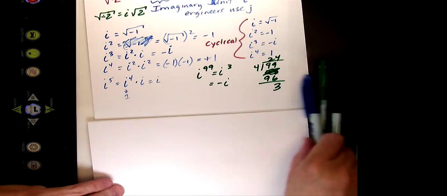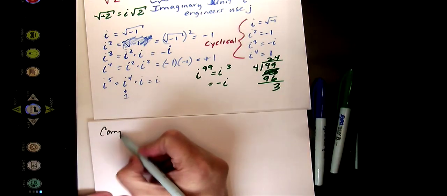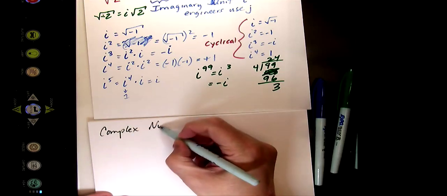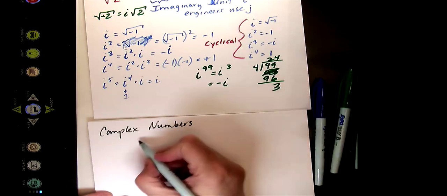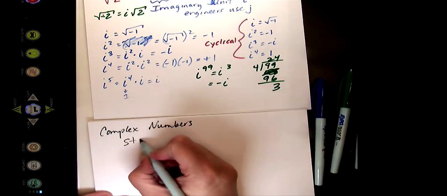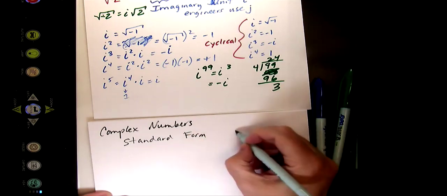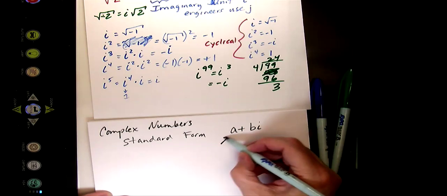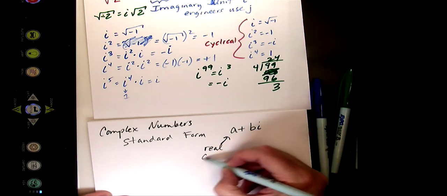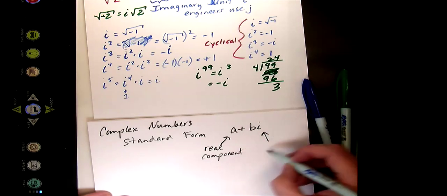That leads to complex numbers. The standard form is a plus bi, where a is the real component and bi is the imaginary component.